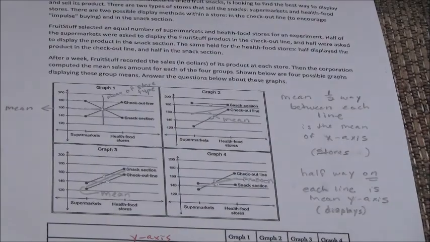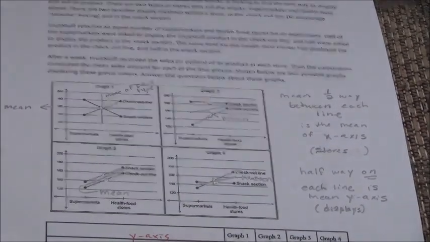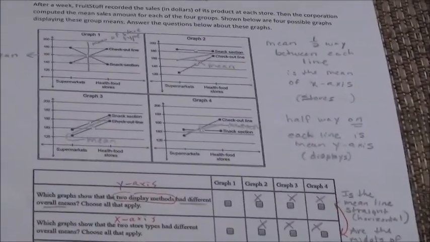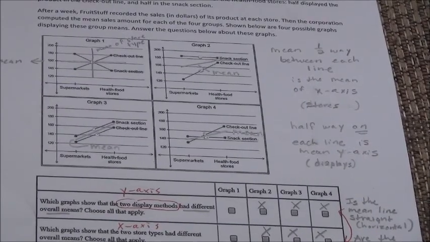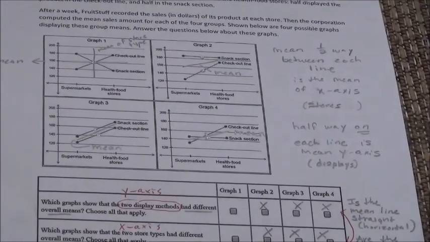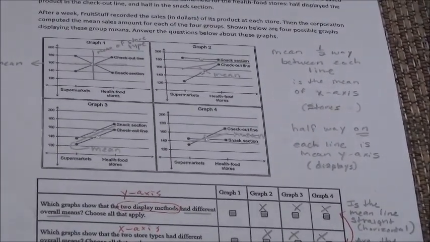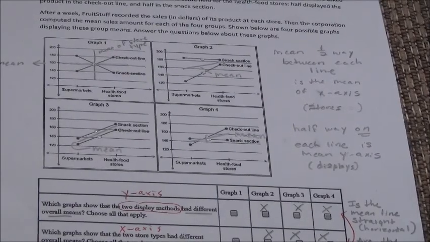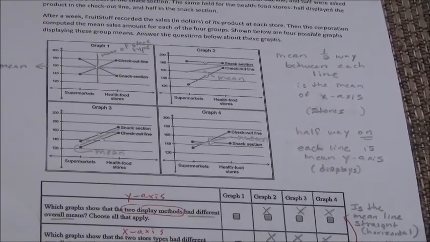So on that top question, it says, which graphs show that the two different display methods had different overall means? The only one that had the same mean was the first one, and so you'll notice that I checked the option for graph 2, graph 3, and graph 4. Those have different overall means.